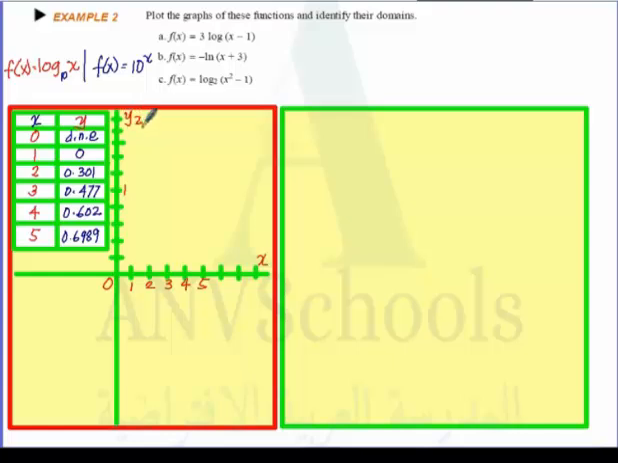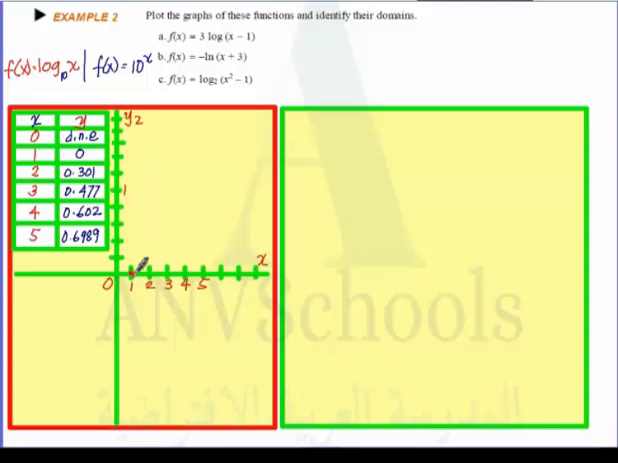So when we have 0, it does not exist. So clearly we have an asymptote at x is equal to 0, or the y-axis. If our x is 1, then we have an intercept. So we have an intercept here at x is equal to 1. And then for 2, it is 0.301. So this is divided into 5.